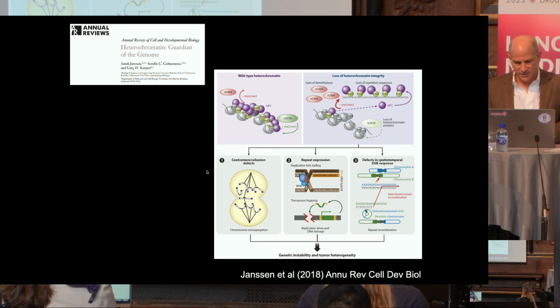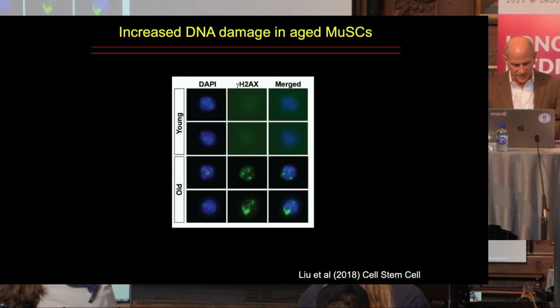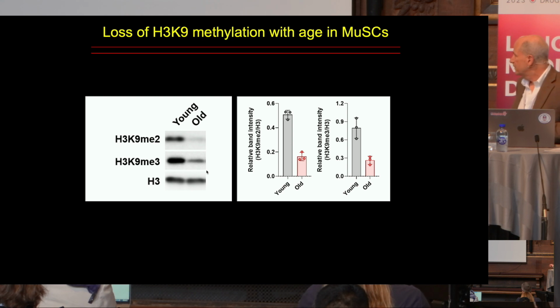So we looked at this in these stem cells, and indeed, if we look at evidence of DNA damage, using gamma H2AX foci, it increases dramatically with age in these cells as they age chronologically. So they're not dividing, but they acquire these DNA lesions. And consistent with this idea of loss of heterochromatin, we see a decrease in these marks of heterochromatin, K9 di and trimethylation.